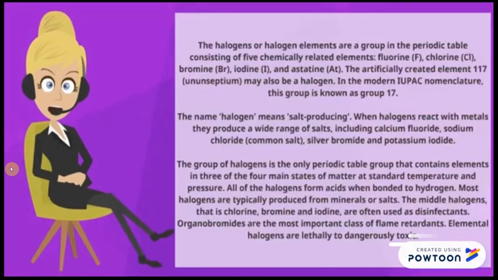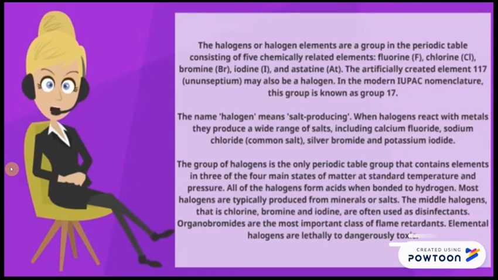Halogens, or halogen elements, are a group in the periodic table consisting of five chemically related elements: fluorine, F, chlorine, Cl, bromine, Br, iodine, I, and astatine, At. The artificially created element 117, ununseptium, may also be a halogen. In the modern IUPAC nomenclature, this group is known as group 17.